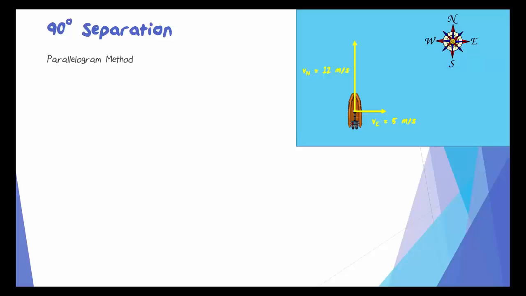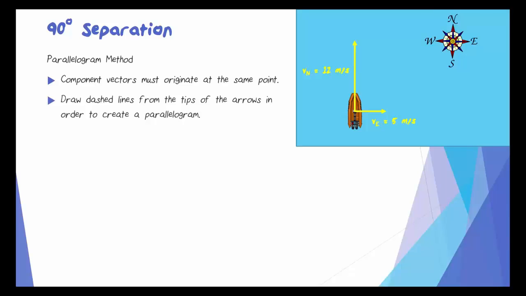Here's where we introduce the parallelogram method. This is a very useful and not too complicated method outlined by Isaac Newton about how to combine vectors. Here are the rules. First of all, the component vectors must originate at the same point, and you can see here they do. They both start on the boat. The next thing that you do is draw dashed lines from the tips of the arrows in order to create a parallelogram. In case you don't remember what a parallelogram is, it's a four-sided shape in which opposite sides are parallel to one another. We can draw these dashed lines to create a parallelogram.